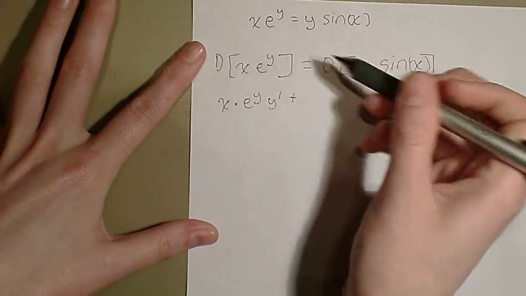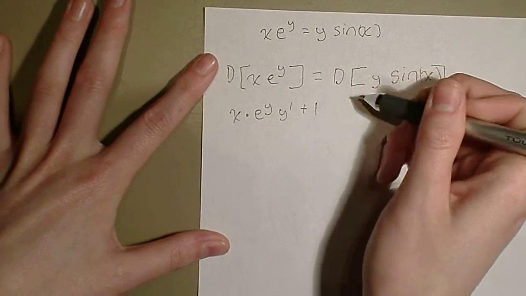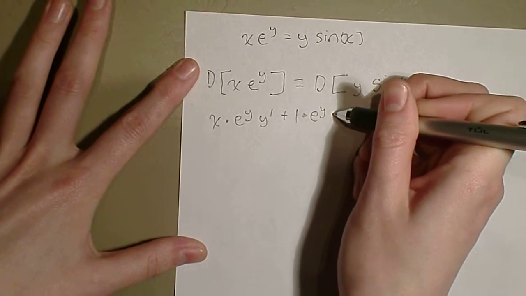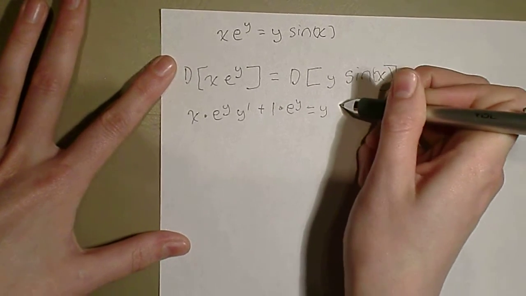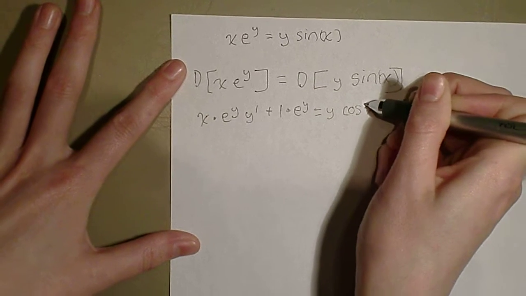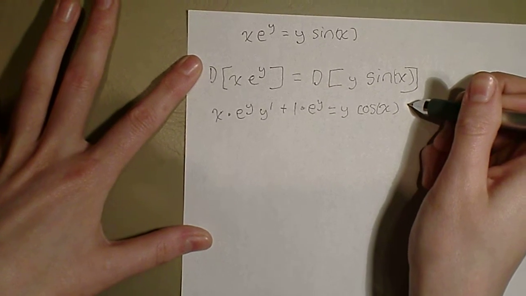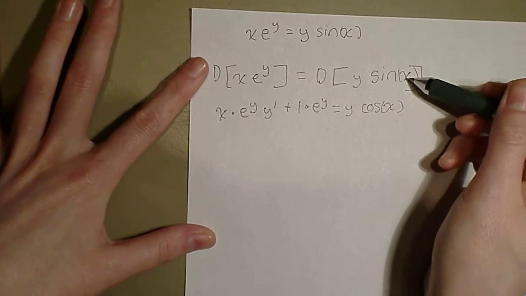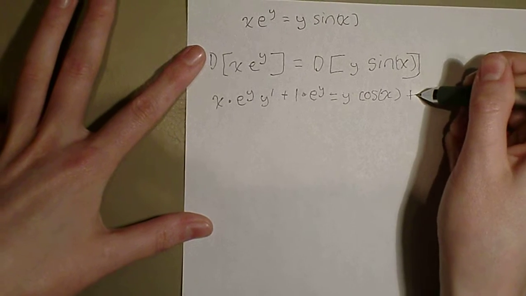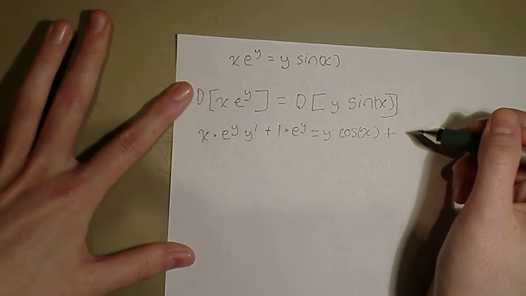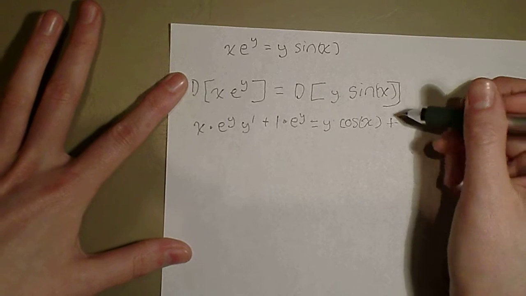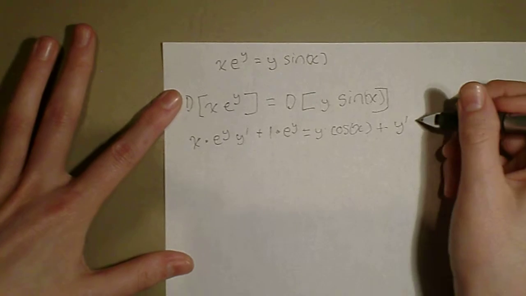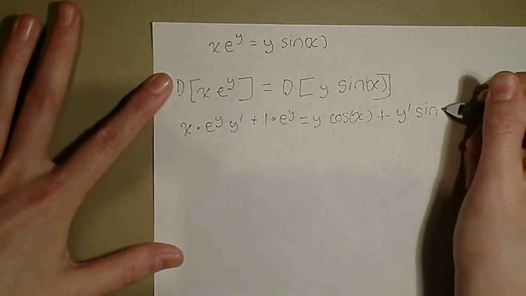plus derivative of the first, which is 1, times e to the y equals y cosine of x, which is the first times the derivative of the second, plus, and then we have to take the derivative of the first, so we have y prime, and then we just carry that over, sine of x.